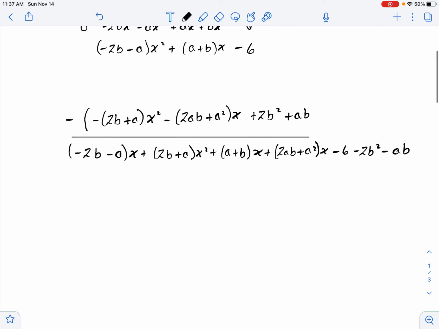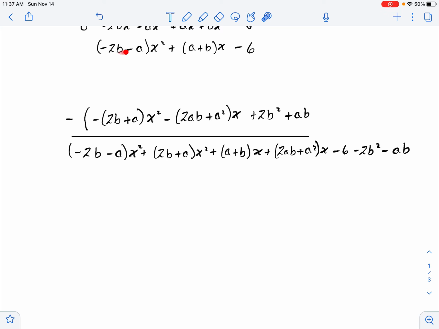Okay, I think I've got all my terms, and now I can tidy up a little bit. Oh, I noticed that I dropped an x squared right there. As you can see, it's minus 2b minus a x squared, so x squared is the term I should have there. I will again factor out, so I have minus 2b minus a. Maybe I'll factor out this minus to the front, and I have negative 2b plus a x squared.